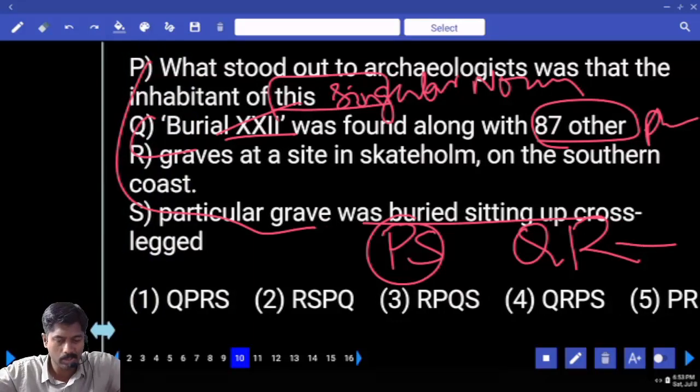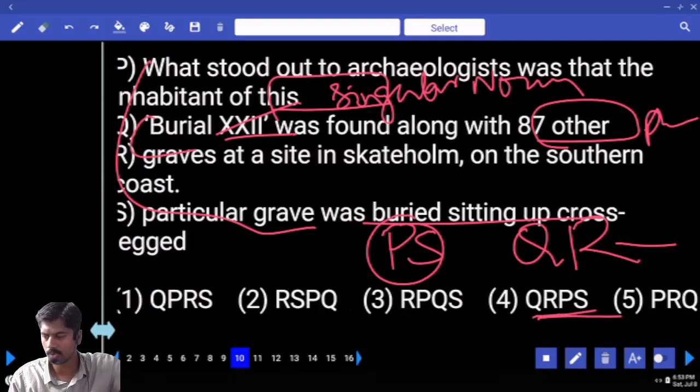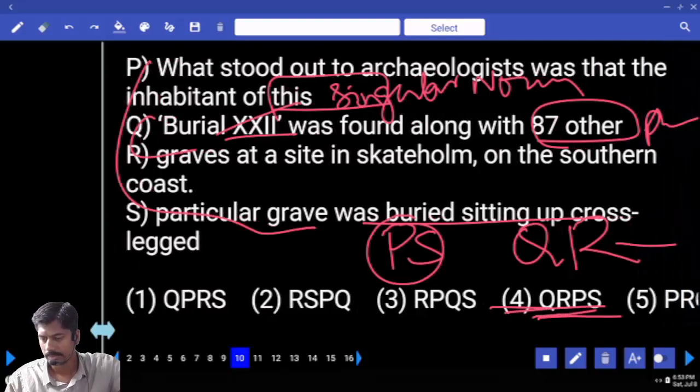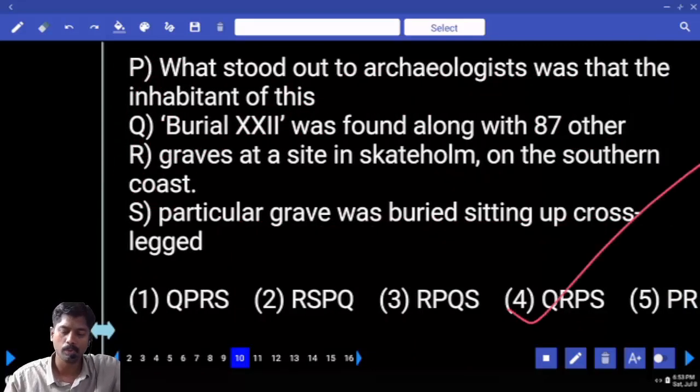So PS QR check. QR PS. PS QR is not there. Only QR PS is there. Okay, then go with the fourth option.